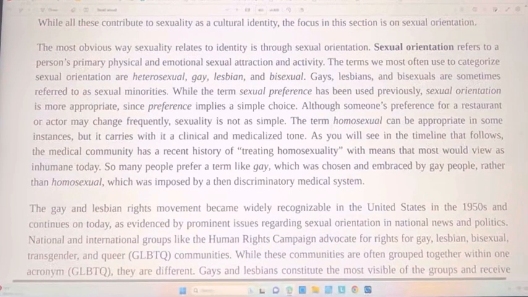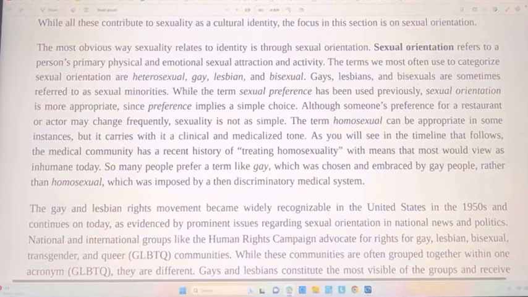While the term sexual preference has been used previously, sexual orientation is more appropriate since preference implies a simple choice. Although someone's preference for a restaurant or actor may change frequently, sexuality is not as simple. The term homosexual can be appropriate in some instances, but it carries with it a clinical and medicalized tone. As you will see in the timeline that follows, the medical community has a recent history of treating homosexuality with means that most would view as inhumane today.